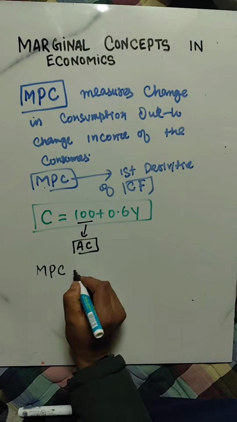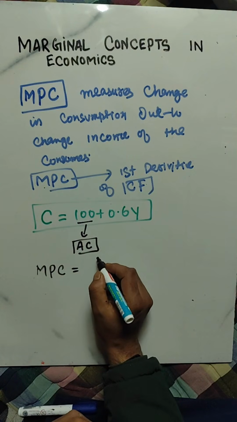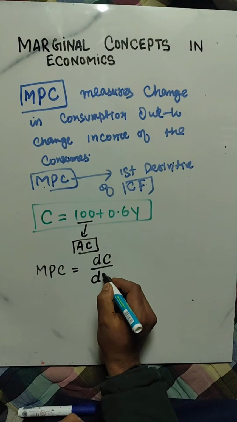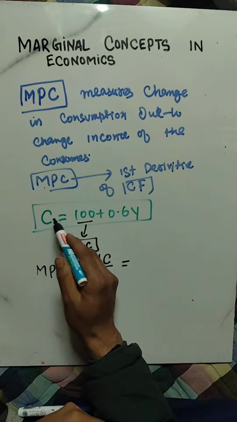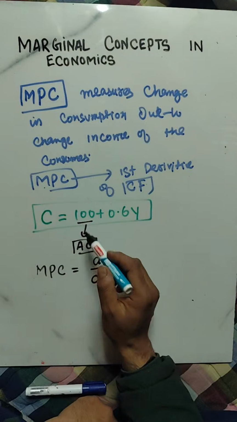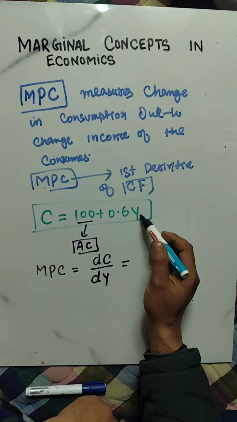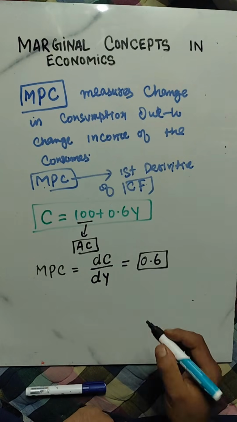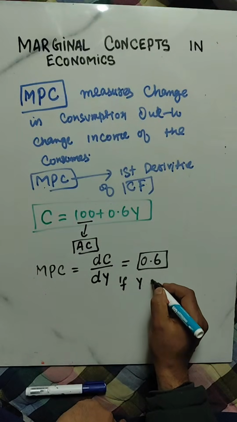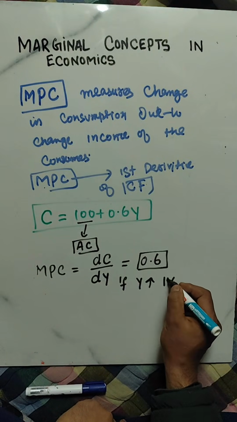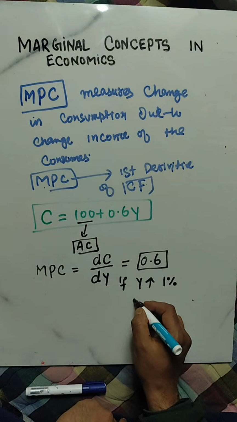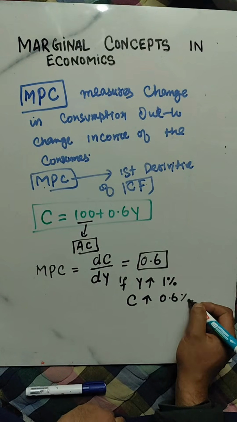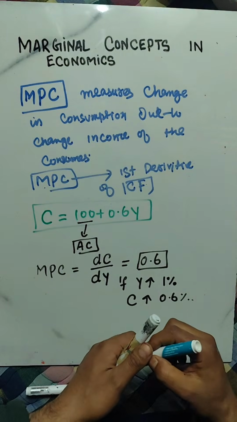Marginal propensity to consume is equal to the change in the consumption due to the change in the income. That will be the derivative of this function with respect to y. Derivative of a constant is 0, so derivative of 100 is 0. Derivative of y is 1, so we are left with 0.6. So it tells us if income increases by 1 unit, our consumption will increase by 0.6 units, consumption expenditure.